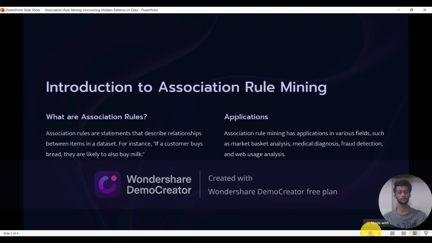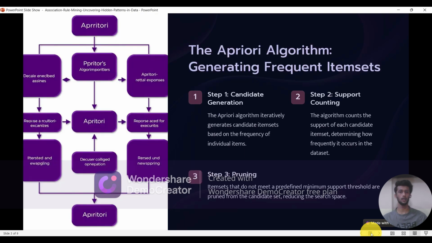web usage analysis. Next is the Apriori algorithm. As we have read before, Apriori algorithm step 1: candidate generation. The Apriori algorithm iteratively generates the candidate item sets based on the frequency of individual items. Second is support counting. The algorithm counts the support of each candidate item set, determining how frequently it occurs in the dataset. Step 3: pruning.